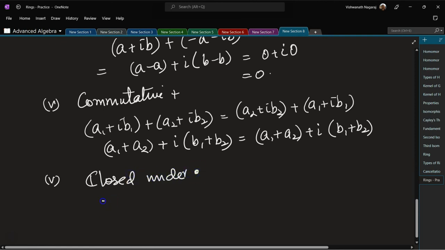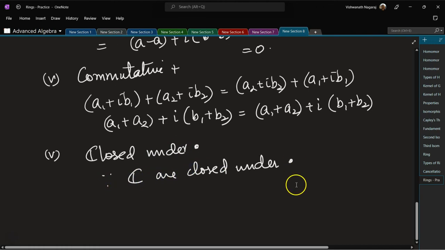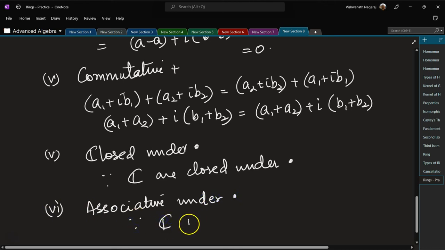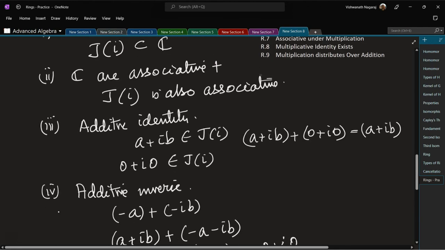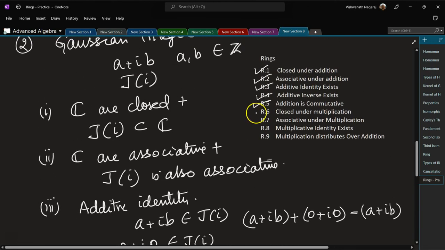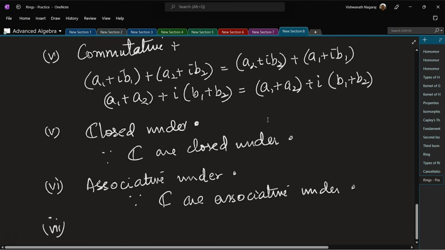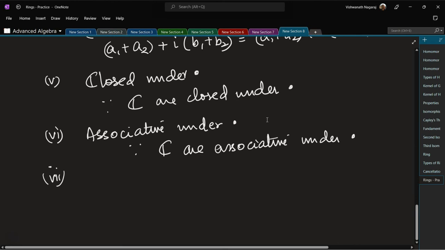Closed under multiplication, since complex numbers are closed under multiplication, right? Similarly, associative under multiplication, since complex numbers are associative under multiplication. Again, just keep referring to this, otherwise you might miss out. So it is closed under multiplication, associative under multiplication, multiplicative identity exists, right? So what would be the multiplicative identity?